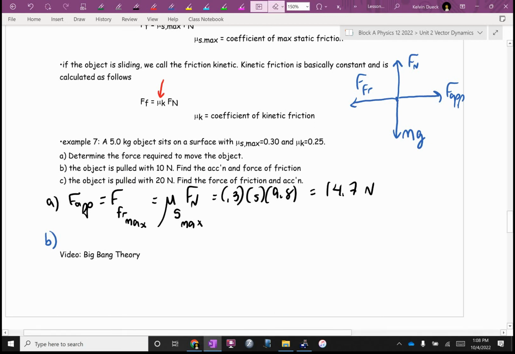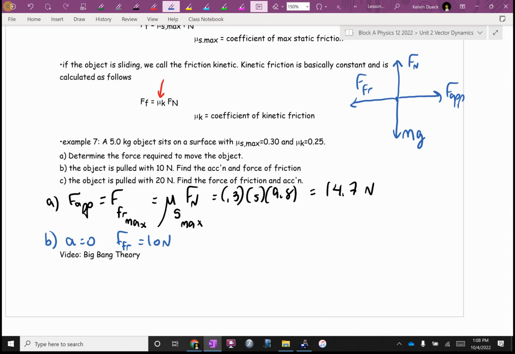So A says find the, B says find the acceleration. It's 0. And find the force of friction. It's exactly 10. If it was any more or any less, it would have to be accelerating. Is that okay, Alice? Good.